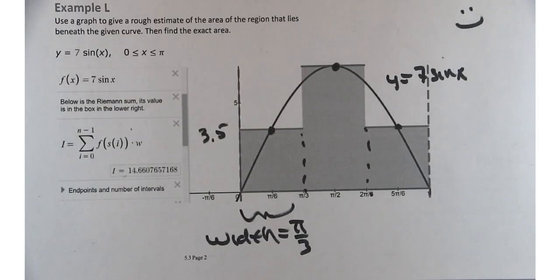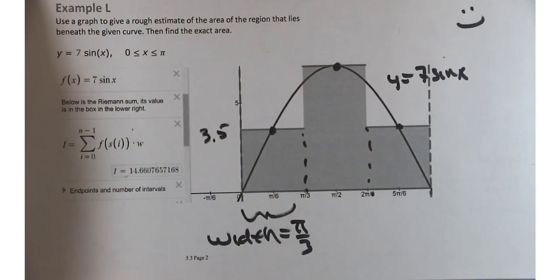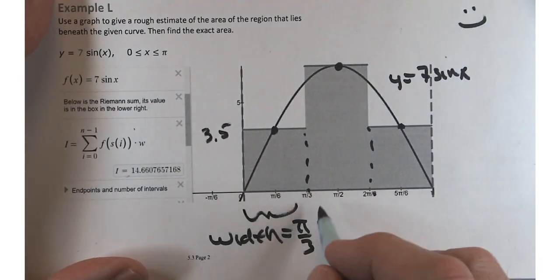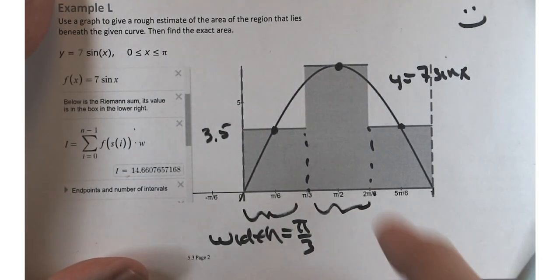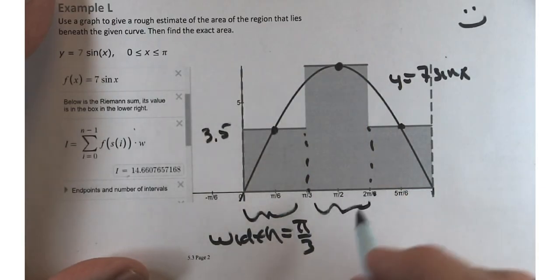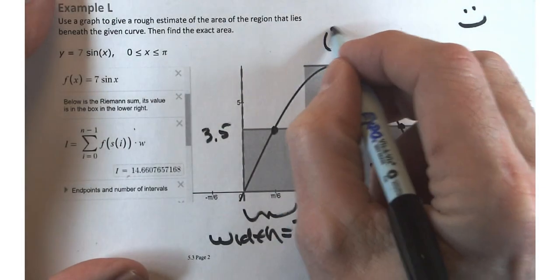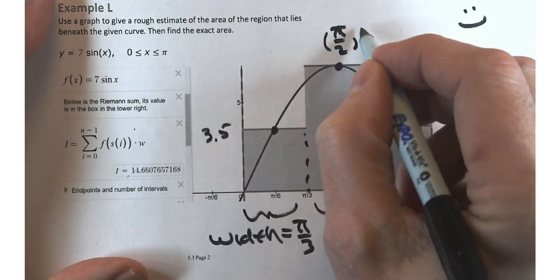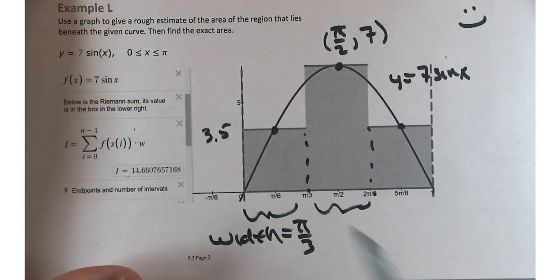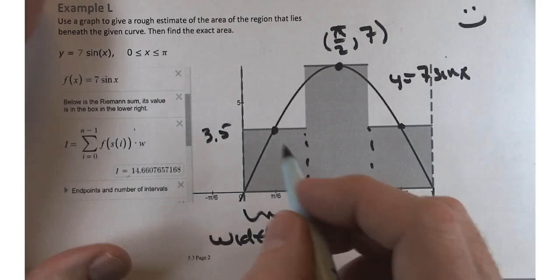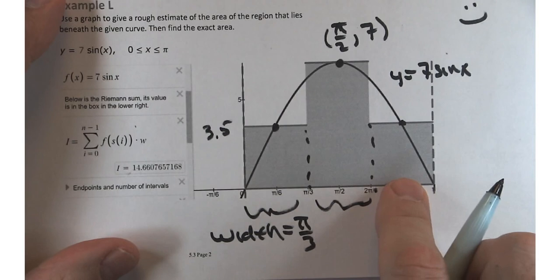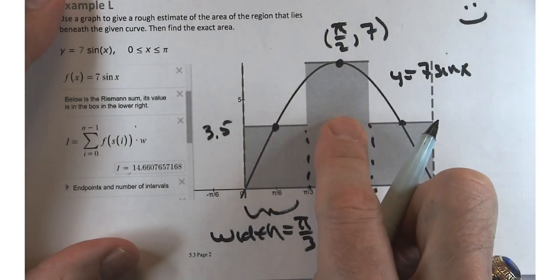So let's see, what's that one going to look like? Well, looks like the sine of pi over 2, right? Yeah, sine of pi over 2 is going to be 1. So they're going to be pi over 2 and 7 there. So we can find the areas of all three of these things. It's going to be 3.5 times pi over 3 plus 3.5 times pi over 3 plus pi over 3 times 7.